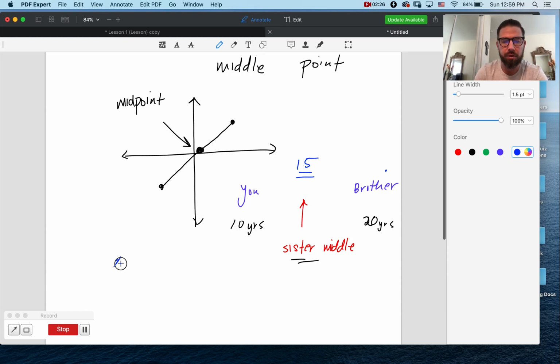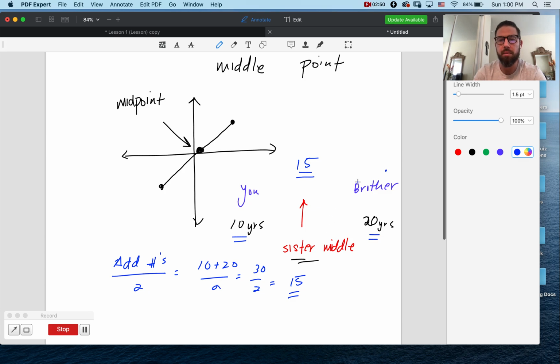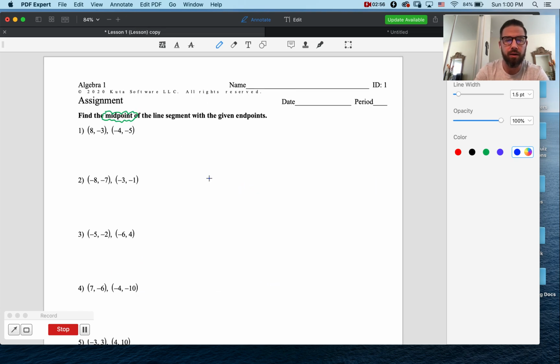You're just going to add our numbers, and then divide by 2. That's what we're going to do. So if we did that here, watch what we do. We'd add our numbers, 10 plus 20, and we divide by 2. So what's 10 plus 20? That's 30 divided by 2 is 15. So to find our midpoint, it's real simple. We add our numbers and we divide by 2. Okay, so let's see what that looks like here.